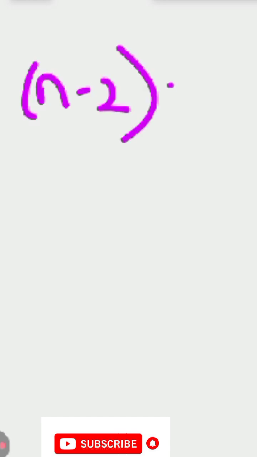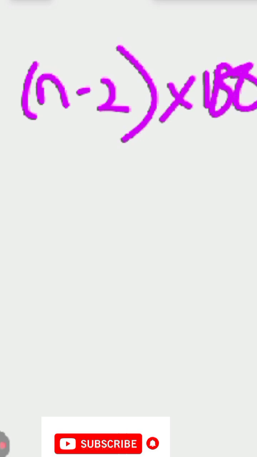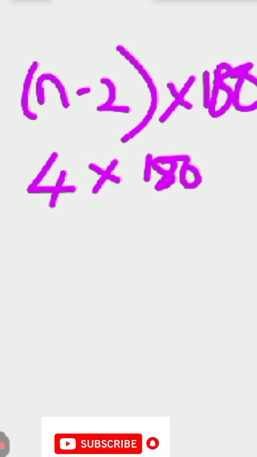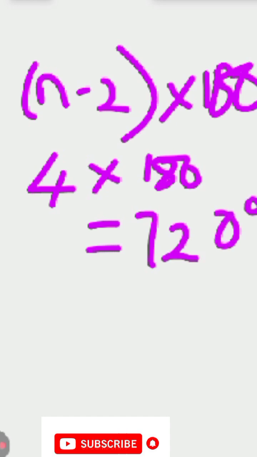So how do we calculate it? Remember our formula: (n minus 2) times 180. So our n here, since this is a hexagon, is 6. n minus 2, which is 6 minus 2, will be 4. 4 times 180. So multiply 4 times 180. What will you get? You will get 720. Did you get 720 degrees? So that is the sum of interior angles in a hexagon.